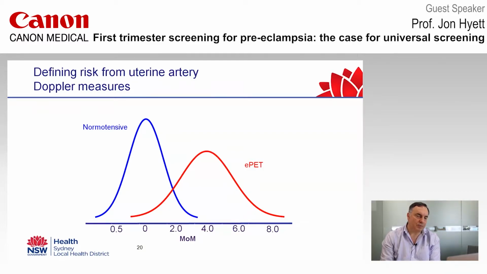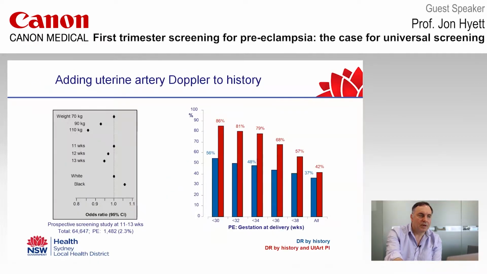So what you're going to be able to do is develop likelihood ratios just in the same way as we've been doing for nuchal translucency and for biochemistry for aneuploidy. And this just shows you the impact of adding uterine artery Doppler to history. It basically improves your ability to predict early onset preeclampsia by about 30% upon the basis of history alone.